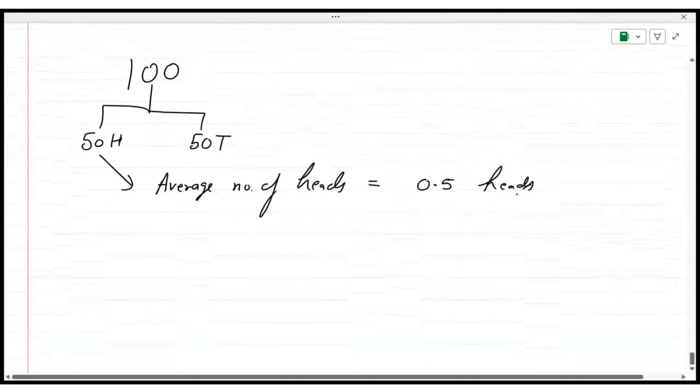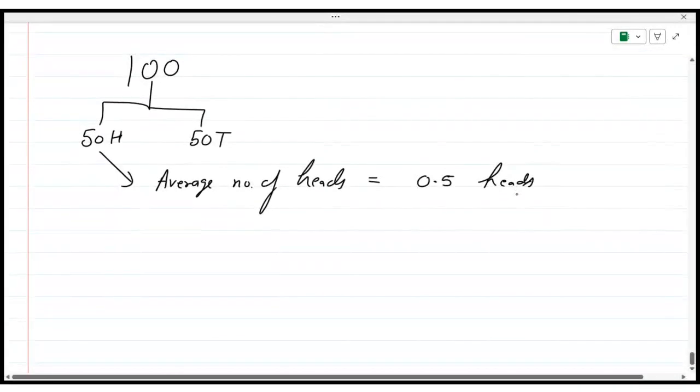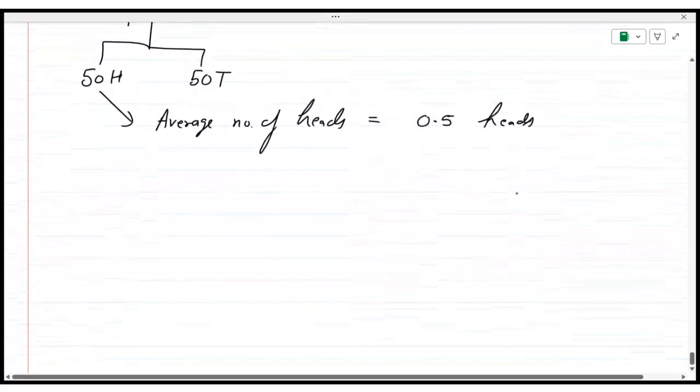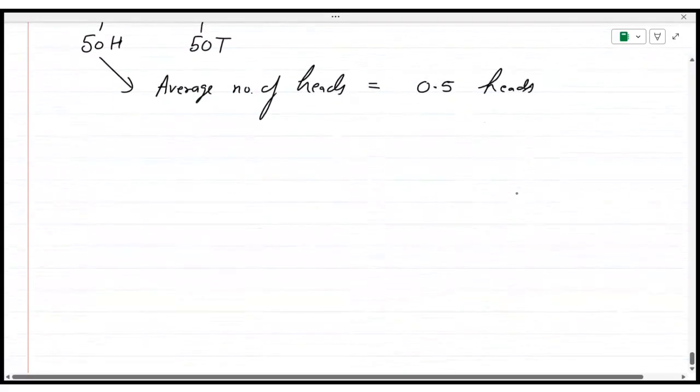This is the average. It means sometimes you are getting tail, sometimes you are getting head, but on average, how many heads are you getting? 0.5. Because the total number of times you have tossed is 100, you are getting 50 heads, so 50 by 100 is 0.5. Now let us find whether this comes out if we do it with the help of this formula.